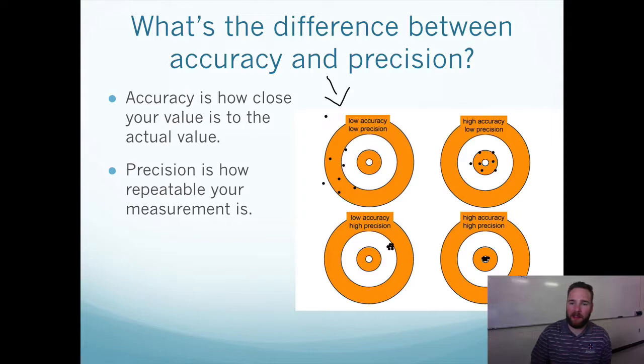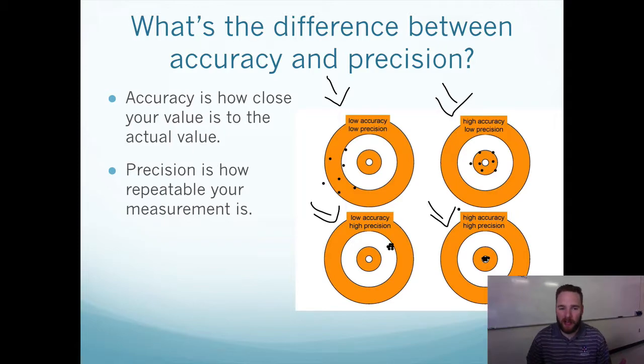So look at the second one. This guy's got high accuracy, right? He's pretty good. His accuracy is very close to the bullseye. He's close to the actual value. Let's go down here to the third one. We have low accuracy. So this guy is not very close to the bullseye, right? And then over here we have the ultimate champ, who's very, very accurate and, as we'll see, very precise.